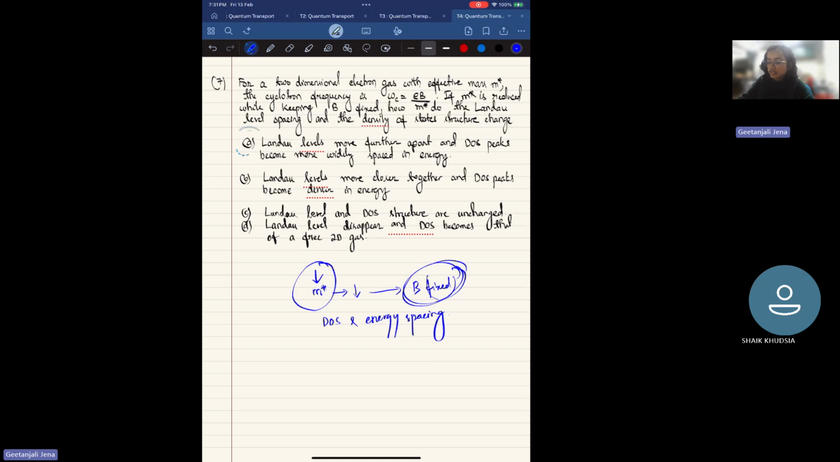Good, it's correct. Landau level energy spacing is ħω_c. So this is ħeB by m star. So when we decrease m star, delta E will now increase. And when delta E increases, the density of states peaks will now be more widely separated in energy because delta E is increasing. So the answer is option A.